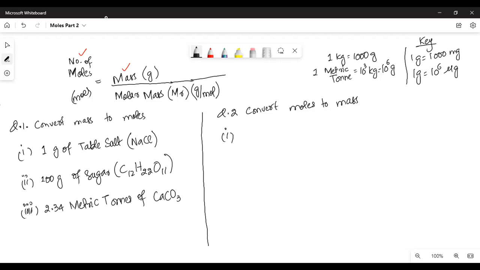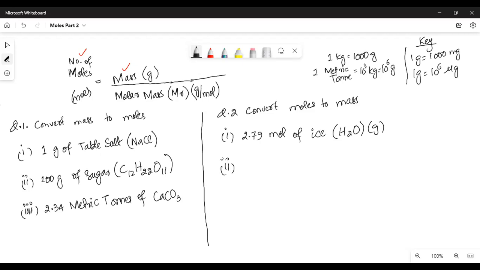Okay, so moving on. For question number two, we're going to convert moles to mass. So 2.79 mole of ice. And ice is of course water, so the formula is going to be H2O. And convert them into, using an arrow, you need to convert them into grams.